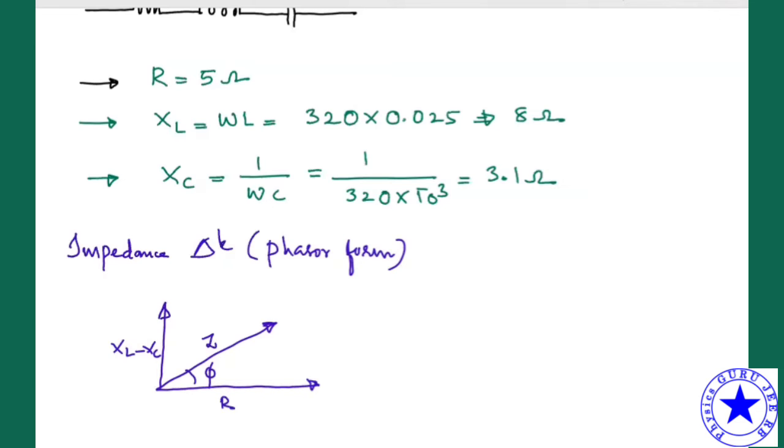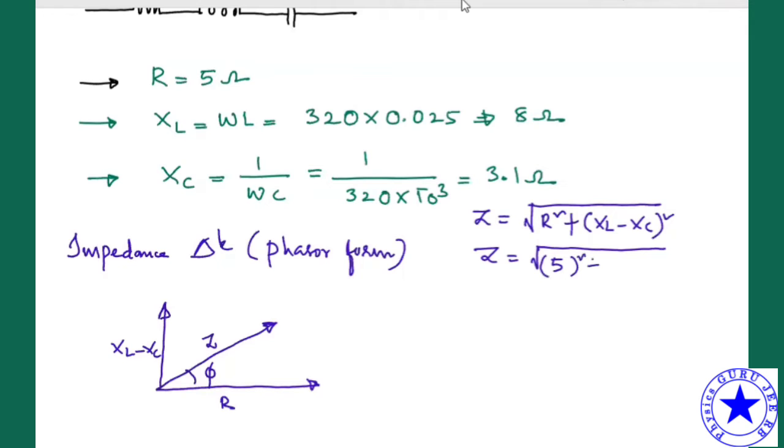From this, the impedance for the LCR circuit is Z equals under root of R square plus XL minus XC whole square. Hope it is okay. This is the impedance of the LCR circuit. So we'll substitute the values: Z equals under root of 5 whole square plus XL minus XC, nearby 4.9, whole square.